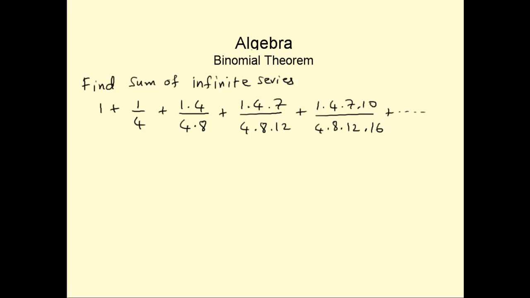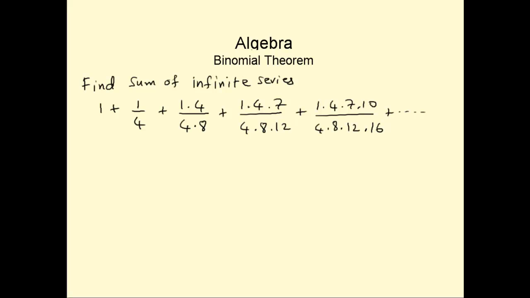Find the sum of the infinite series 1 plus 1 over 4 plus 1 times 4 over 4 times 8 plus 1 times 4 times 7 over 4 times 8 times 12 plus 1 times 4 times 7 times 10 over 4 times 8 times 12 times 16 and so on. So this looks like an infinite series, but it looks like an expansion that is going till infinity. Right, so one of our theorems that we used before could be useful.